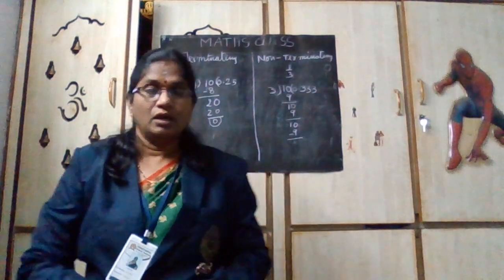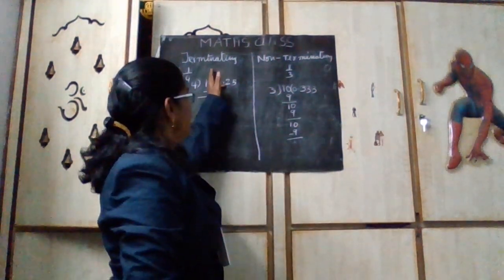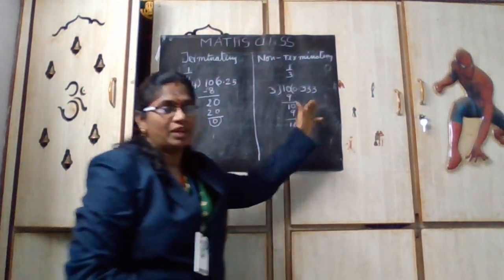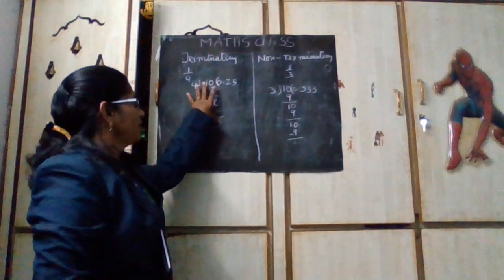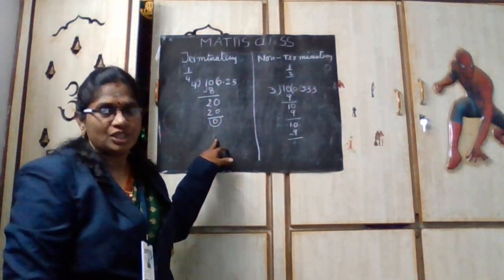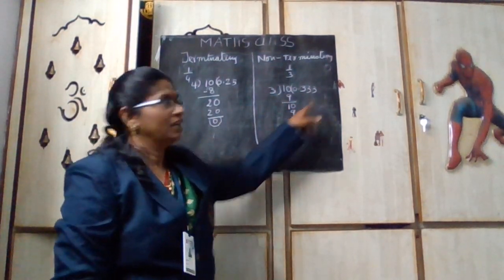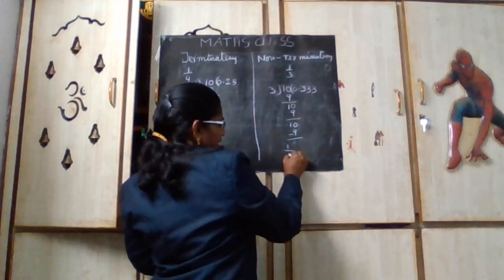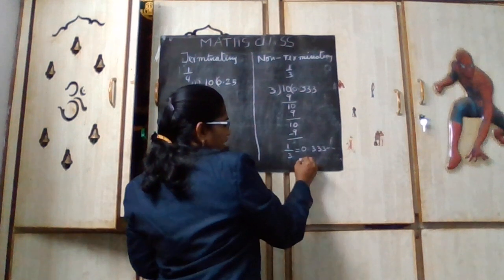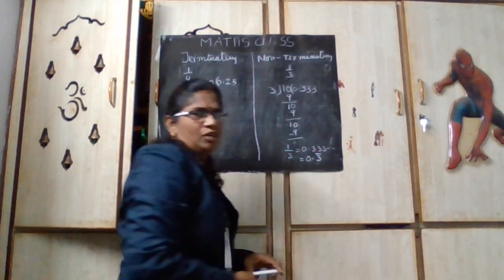Now you got the idea about terminating and non-terminating repeating decimals. Terminating is nothing but when you divide the numerator by the denominator, you get the remainder as 0. But here, see the quotient, it is always repeating. We can write 1 by 3 is equal to 0.3333 and so on. This one we can represent as 0.3 bar.